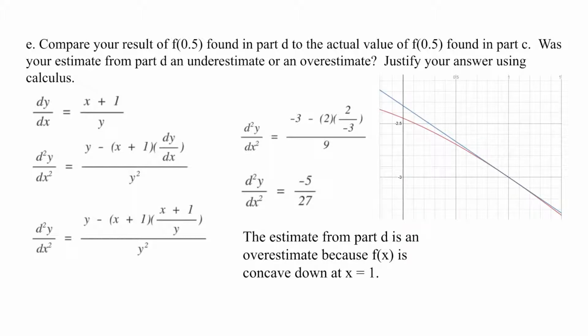And just to show this graphically, the blue line represents the tangent line of the graph, and the red line is the actual graph of the equation. And you can see at 0.5, the blue graph is obviously higher than the red graph, so we can visually see that it's an overestimate.